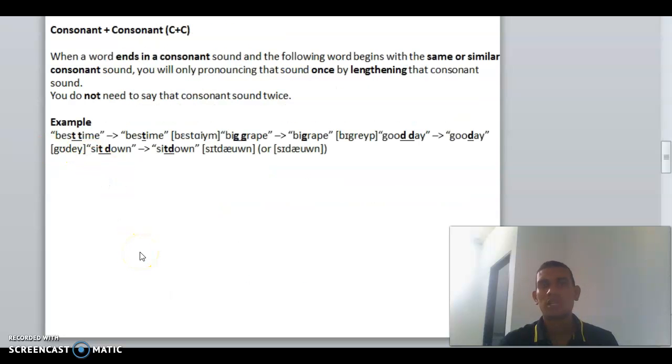Consonant plus consonant. When a word ends in a consonant sound and the following word begins with the same or a similar consonant sound, you will only pronounce that sound once. You don't need to say that consonant sound twice. It means that if we have two consonants, in this case T and T, we just pronounce one T. Best time, bit great, good day, sit down. This part is very important.